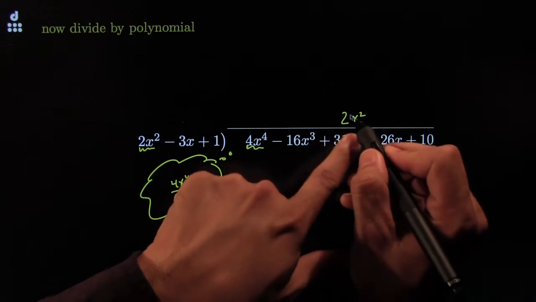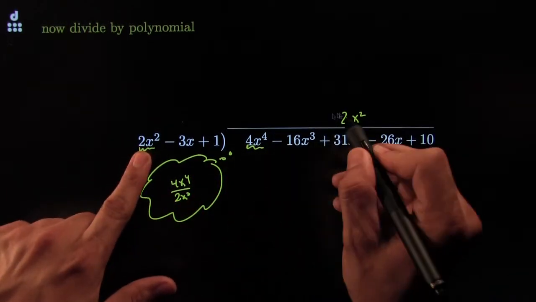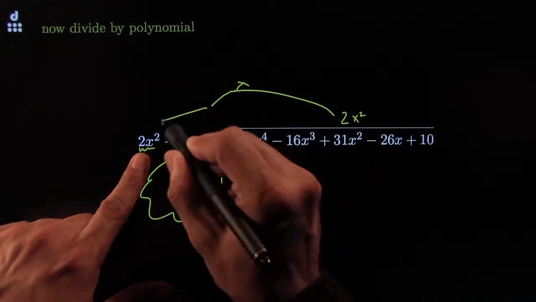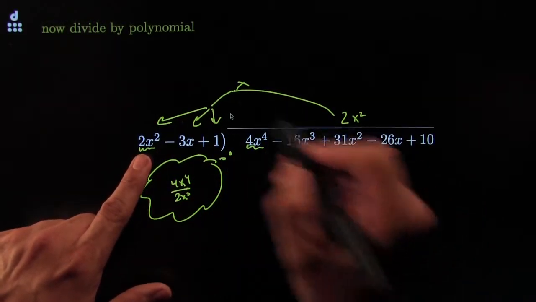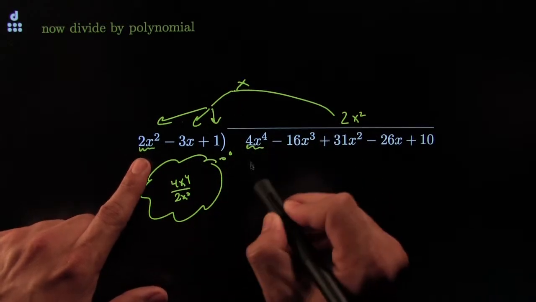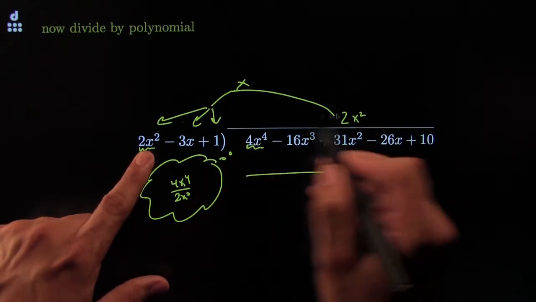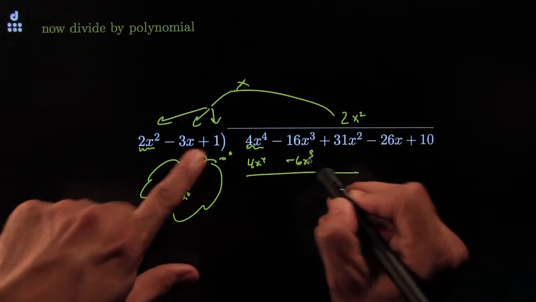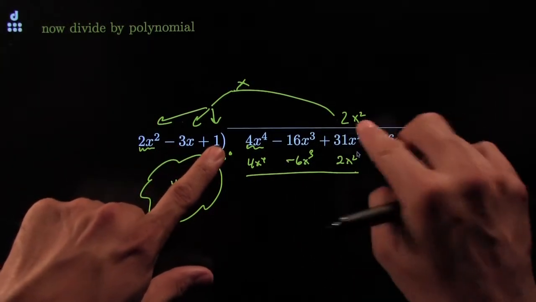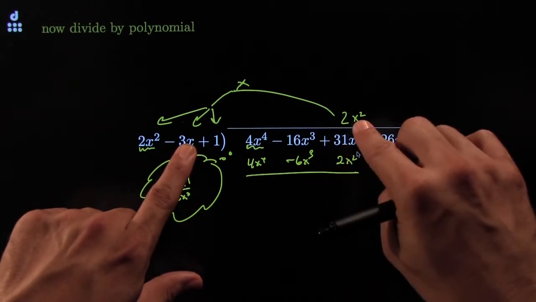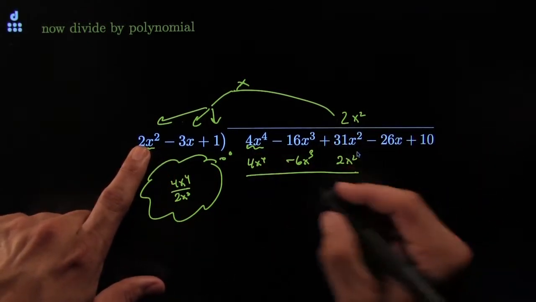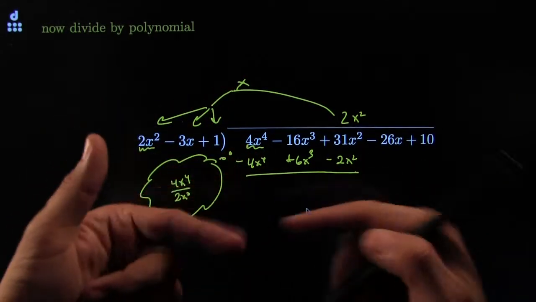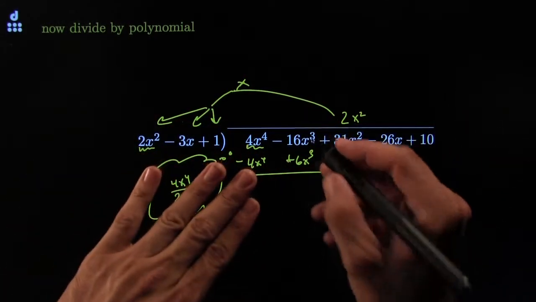And so once I have this 2x squared, which I got from comparing the leading terms, I got to take this and multiply it times this. But wait, this is 3 terms, so it has to be distributed to 3 items, and those 3 items have to be written here. The first one will be a 4x to the fourth, the next one will be a negative 6x to the third, and the next one will be a 2x squared. I changed the signs, because when you change the signs in add, that's the same thing as subtracting.